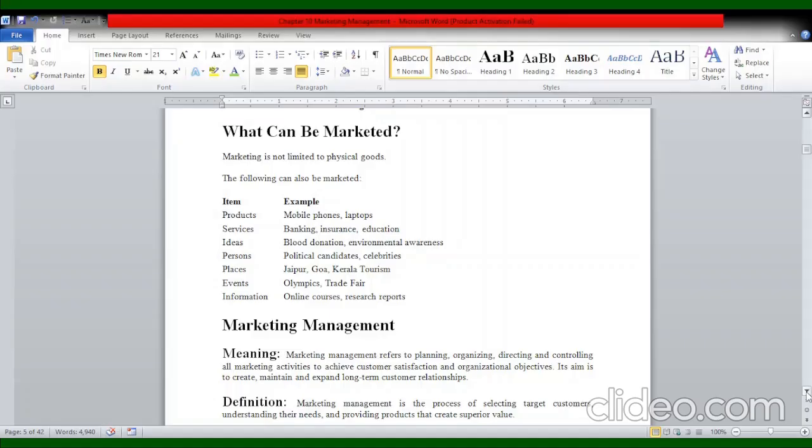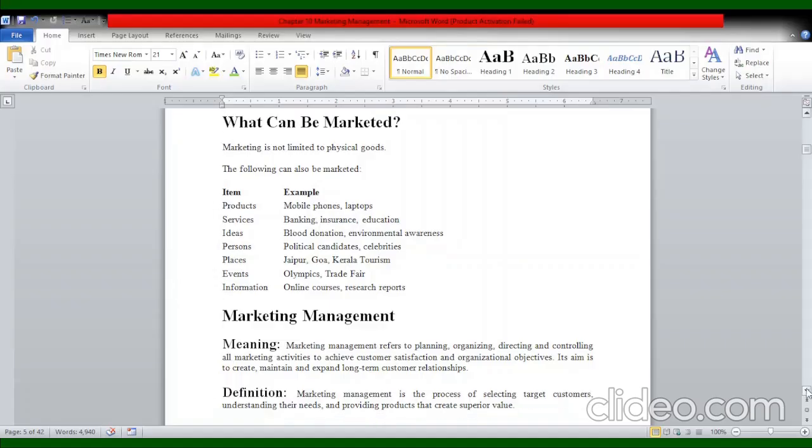You can market a place like Jaipur, Goa, Kerala tourism, when you visit or travel to a particular place. You can highlight or market events like the Olympics and trade fairs. And you can also market information like online courses or research reports. So this is how you are able to market your goods and services, which will make you available to be part of the market. In this way you can finalize your choices, right?